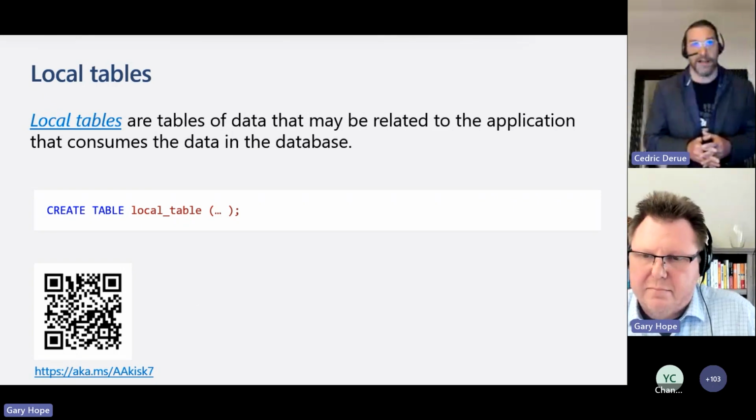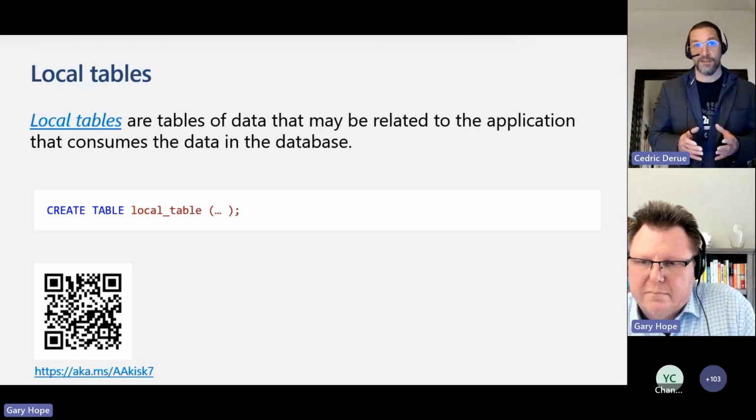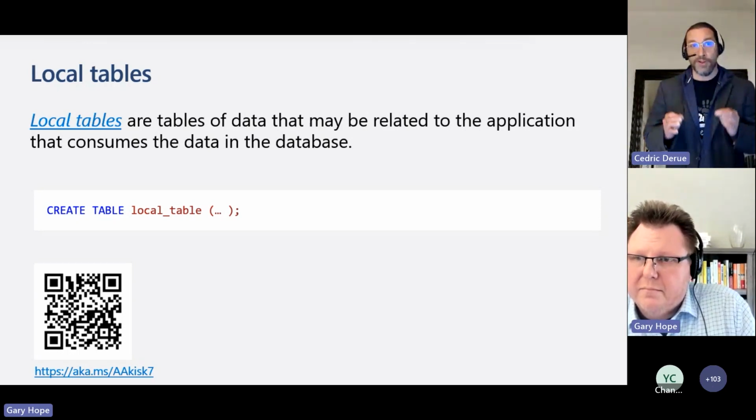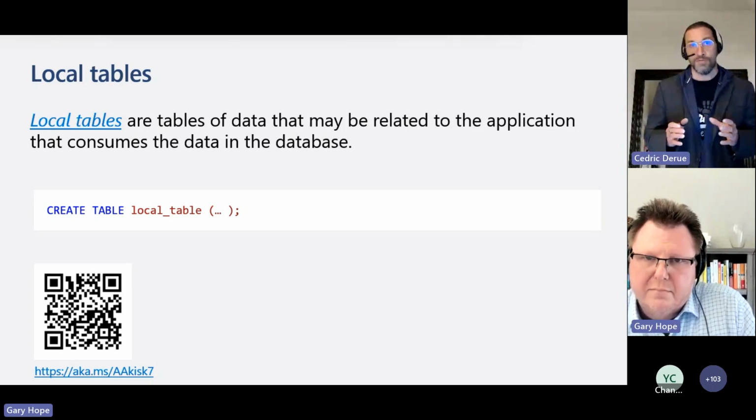So local tables are tables of data that may be related to the application that consumes the data in the database. As we said just before, local tables live only on the coordinator node. An example of a local table could be a user authentication table.